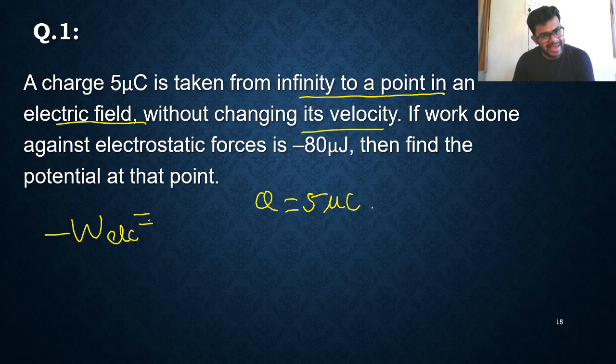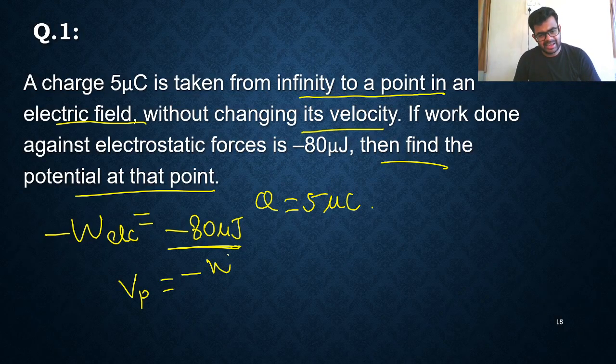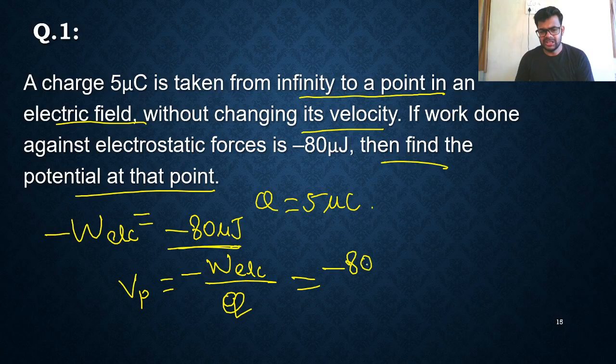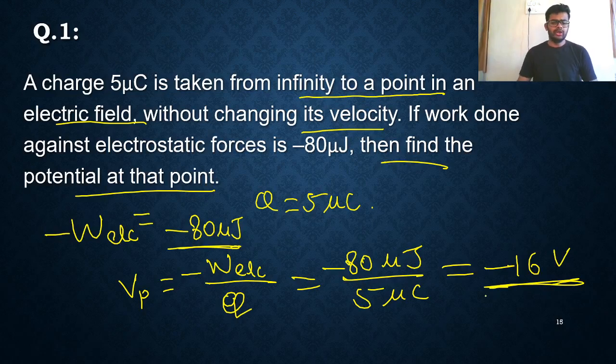If it were work done by the electric field, I would write W electric directly. But it is against, so it should be negative: minus 80 microjoule. Find the potential at that point. The potential at point P is the negative of the work done by the electric field divided by the charge. Put in the values: minus 80 microjoule divided by 5 microcoulomb. So the answer is minus 16 volt. That's the answer.